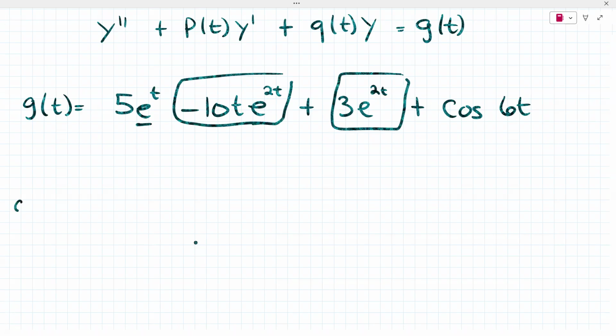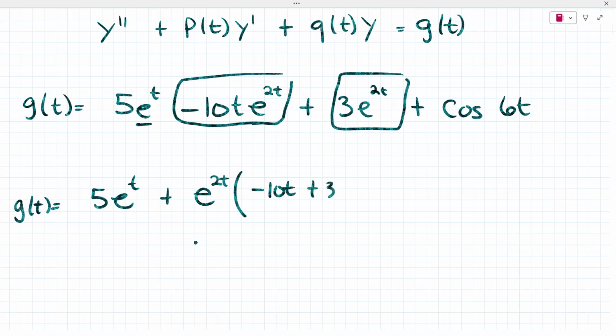So let's rewrite this problem as g of t equals 5e to the t plus, if you combine these, you can actually take out an e to the 2t. So this would be e to the 2t, parentheses, and then you're just left with negative 10t plus 3, okay? Plus cosine of 6t.